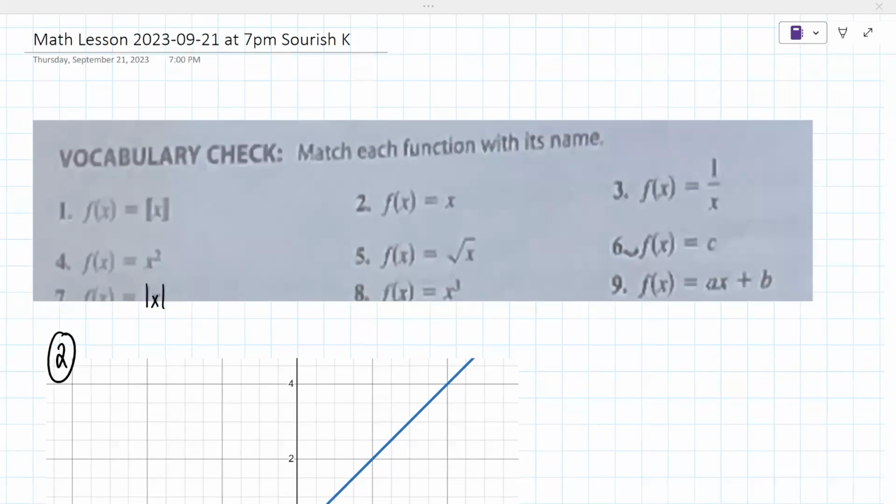The linear function... which letter is that? The linear function is number 9. No, Sourish. I'm asking about the letters below the picture, in the picture you sent me. Which letter says linear function?